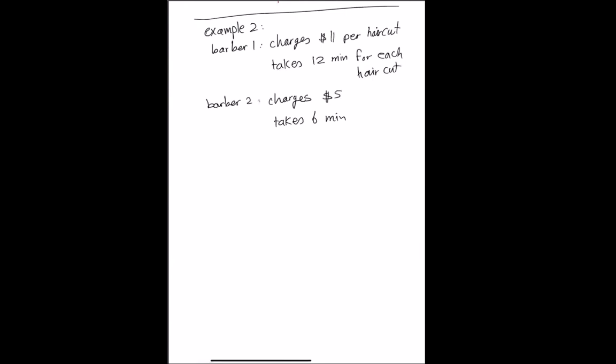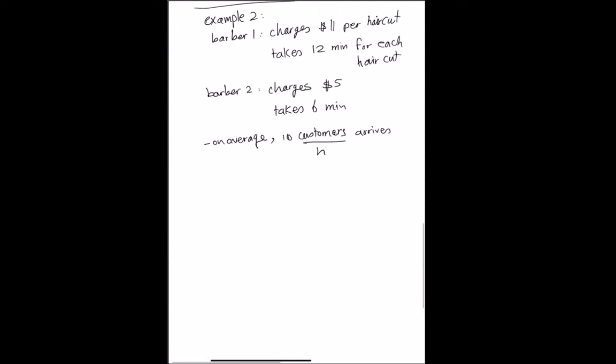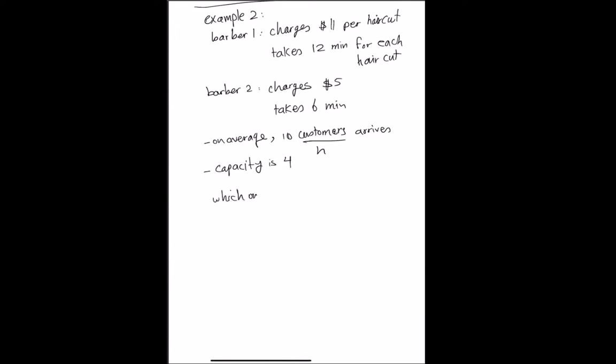Now, we also know that on average, 10 customers per hour arrive to these barbers. It doesn't matter, barber 1 or barber 2, 10 customers per hour arrive to each one of these shops. And the capacity of each one of these shops is 4. They can hold only 4 customers, each one of the shops. And we want to see which one of them earns more money.